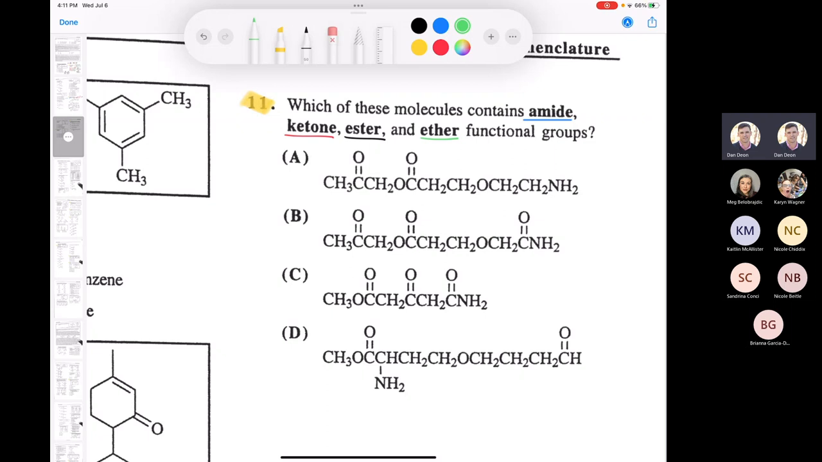Could anybody identify a compound that has all of those? It's a lot of functional groups in the same compound, which is totally realistic. Could anybody suggest an answer for that one?